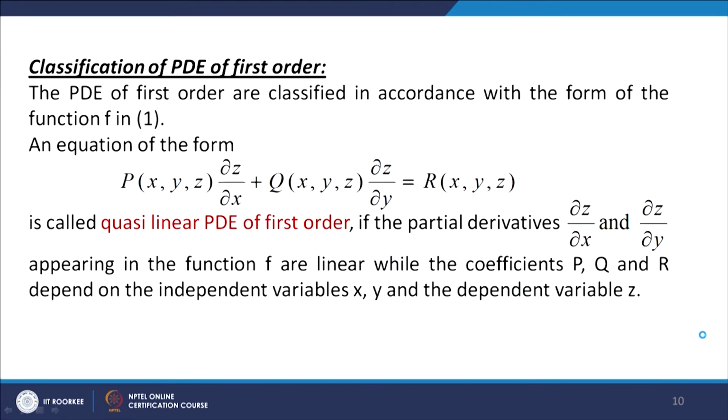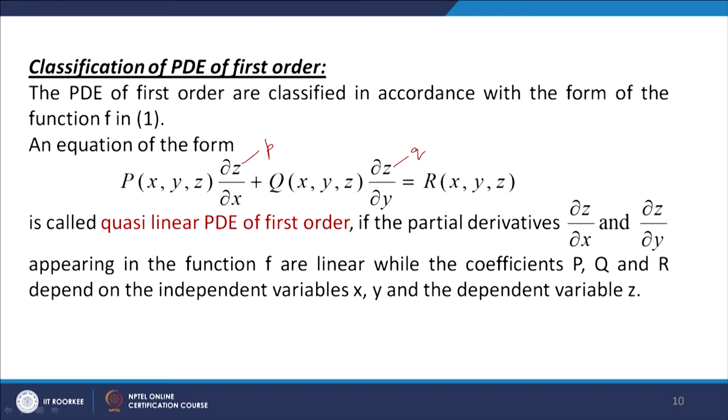Okay. So if the first order PDE is of this form, P(x,y,z) into p, plus Q(x,y,z) into q equal to R(x,y,z), then such a partial differential equation of first order is called a Cauchy linear PDE of first order. Here the coefficients of small p and small q can be functions of x, y, z, and the right hand side R(x,y,z), which is free from p and q, can also be a function of x, y, z.